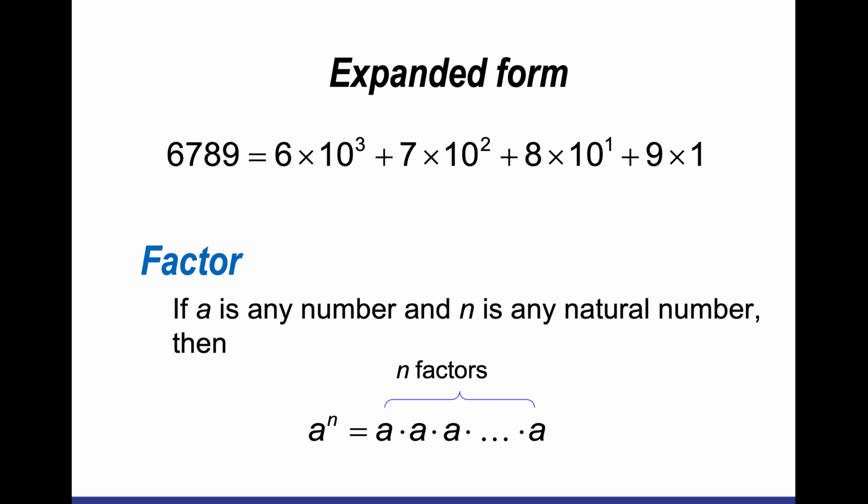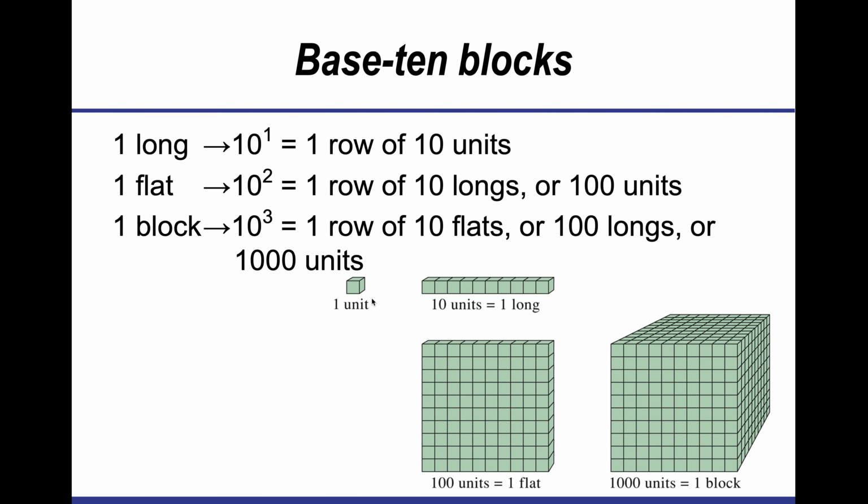And then we know that if a is any natural number, this is just the proof behind the 10 to the third, that a to the n would be that repeated multiplication. So 10 to the third is 10 times 10 times 10. So I'm multiplying 10 by itself 3 times.